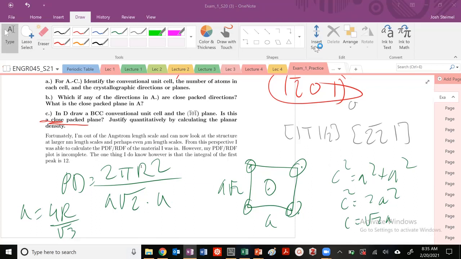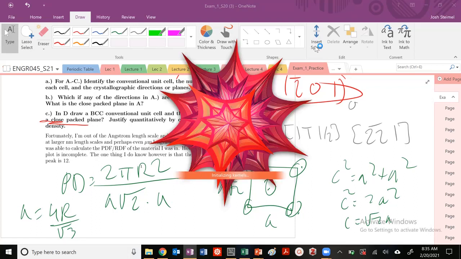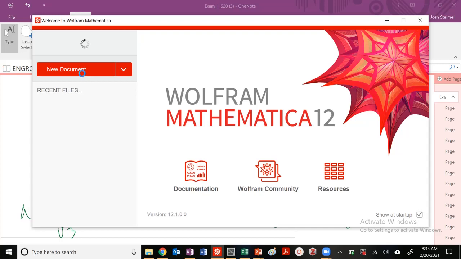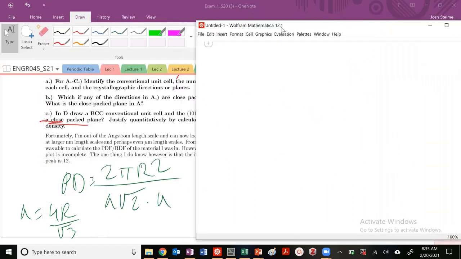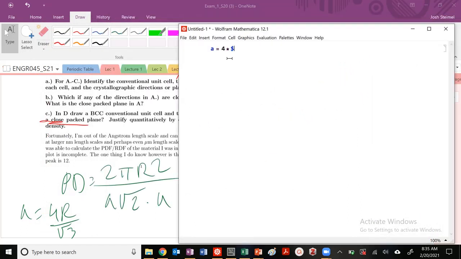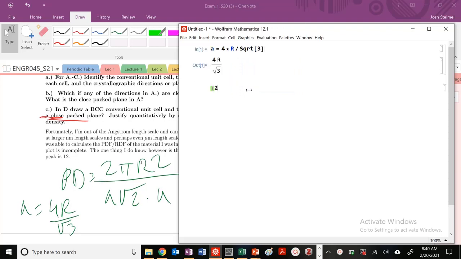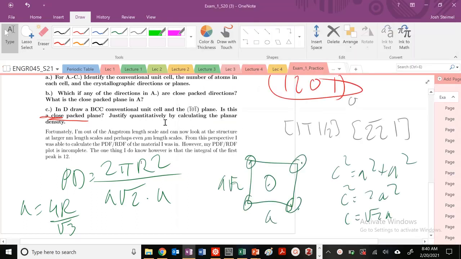Let's go ahead and do that right here. Opening up Mathematica for the first time. Again, you can see I'm not going to really use Mathematica too much for this exam. So I'm going to find a equal to 4 times r divided by square root of 3. And then I have simply 2 times pi times r squared divided by a times square root of 2. And we know our magic number needs to be 9.096. And as we expected, not a close-packed plane.